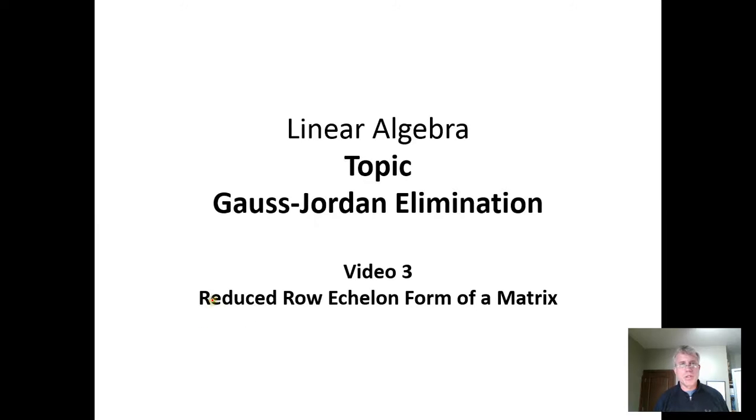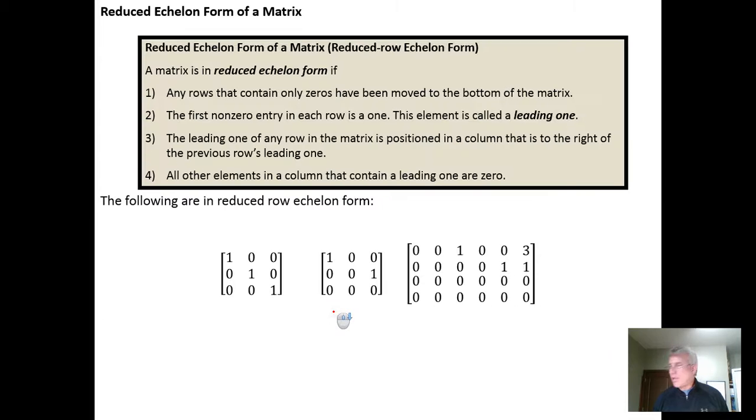So in this video we're going to go over reduced row echelon form of a matrix, or REF is what we'll frequently shorten that to. So a matrix is in reduced row echelon form if it meets these four criteria.